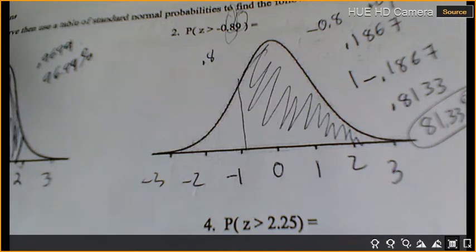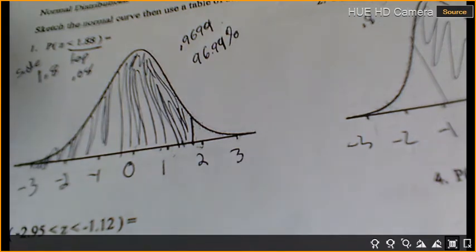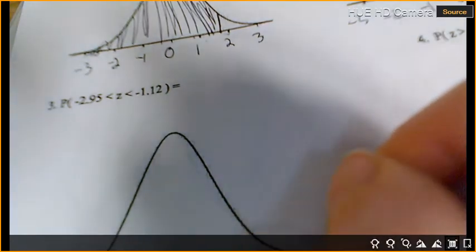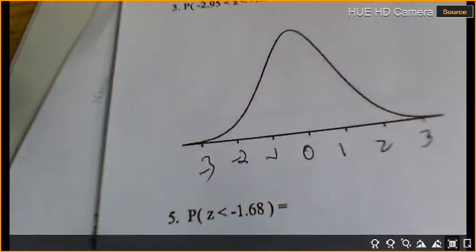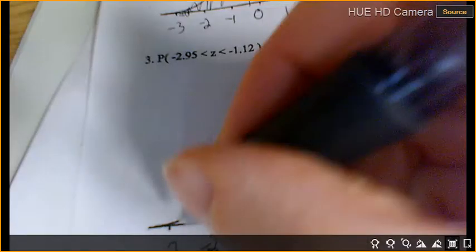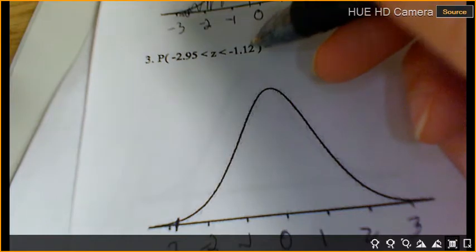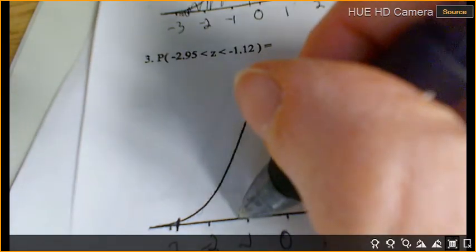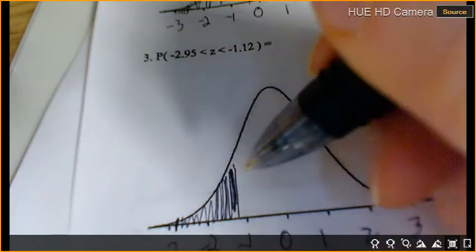Let's try number 3. Okay. I want my z-score. So I've got this 0, 1, 2, 3, negative 1, negative 2, negative 3 on the bottom, right? I want it to be between negative 2.945, that's right here, that's almost negative 3, to negative 1.12. So that's like right here. So I want just this spot right here.